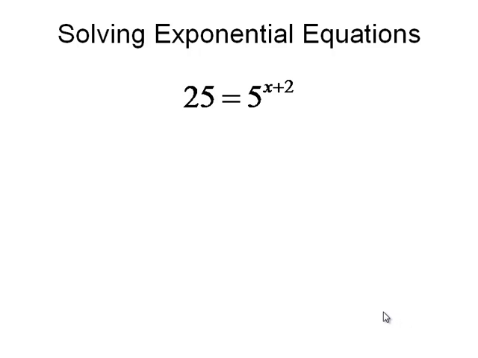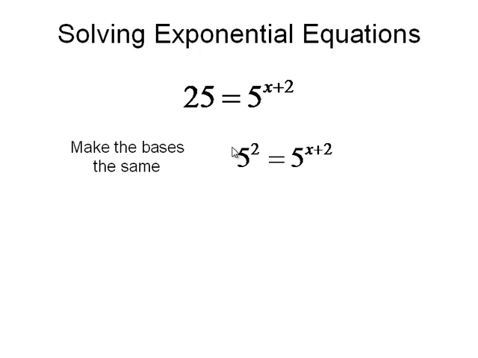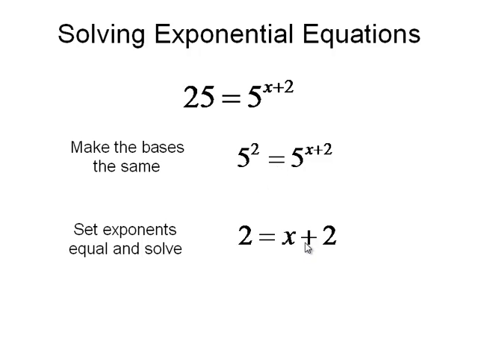Okay, if you're going to solve an equation, suppose you have 25 equals 5 to the x plus 2. What you need is this 25 to be a base with a power. So we make this 25 into 5 squared, and 5 to the x plus 2. So we just change our number 25 to a 5 squared. Then we have the bases the same, which means our powers, our 2 and our x plus 2, have to be the same. Then when you solve that by subtracting 2, you get x is equal to 0.